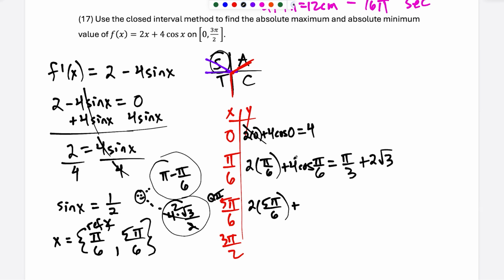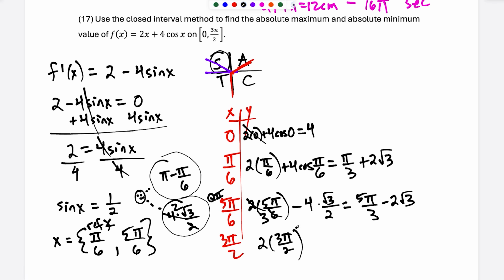Okay, so this time around, I'll just write it here. As I just said a moment ago, this is going to turn into a negative because we're in quadrant 2. So we're going to have minus 4 times square root 3 over 2. And after this simplifies, we're going to have 5 pi over 3, but then minus 2 square root 3. Okay, and for the last value at 3 pi over 2, we're going to have 2 times 3 pi over 2, and then plus 4 times cosine at 3 pi over 2, which is 0. So this just gives us 3 pi at the end.